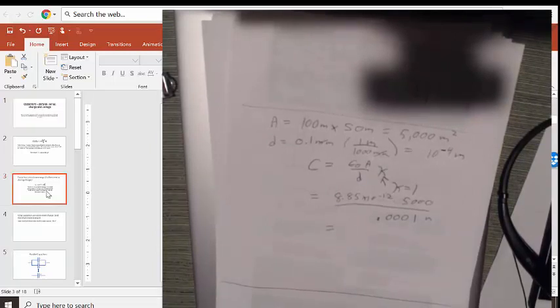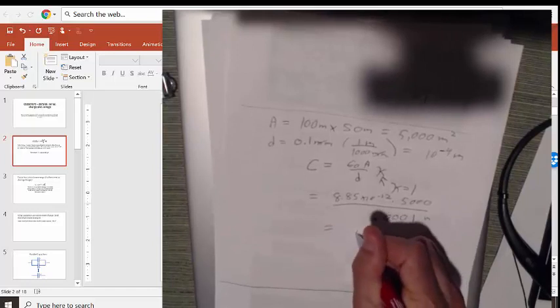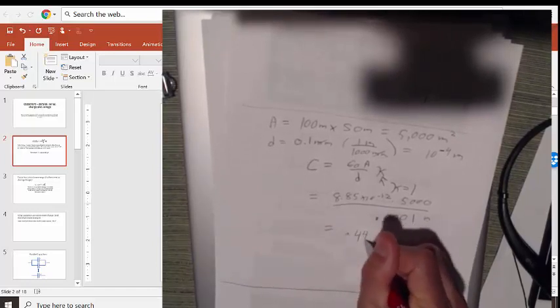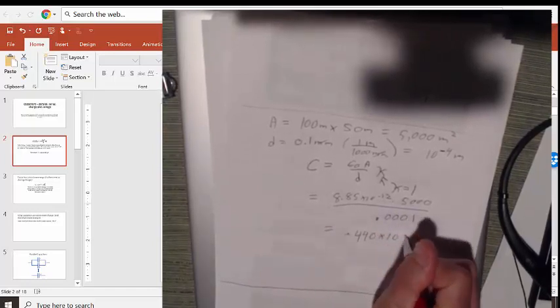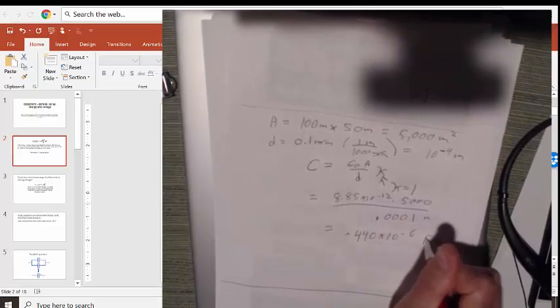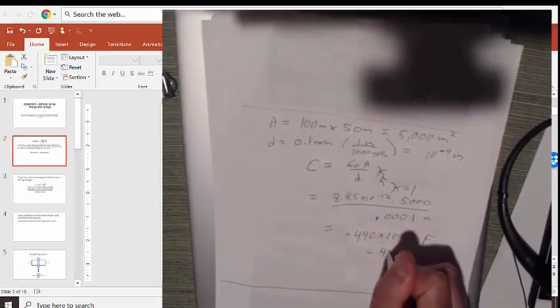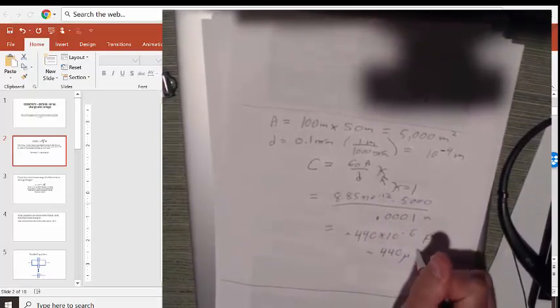And then if you do all the math, which I thought I did on the next page, but I do it on this page, we get about 440 times 10 to the minus 6 farads, which is about equal to 440 microfarads.